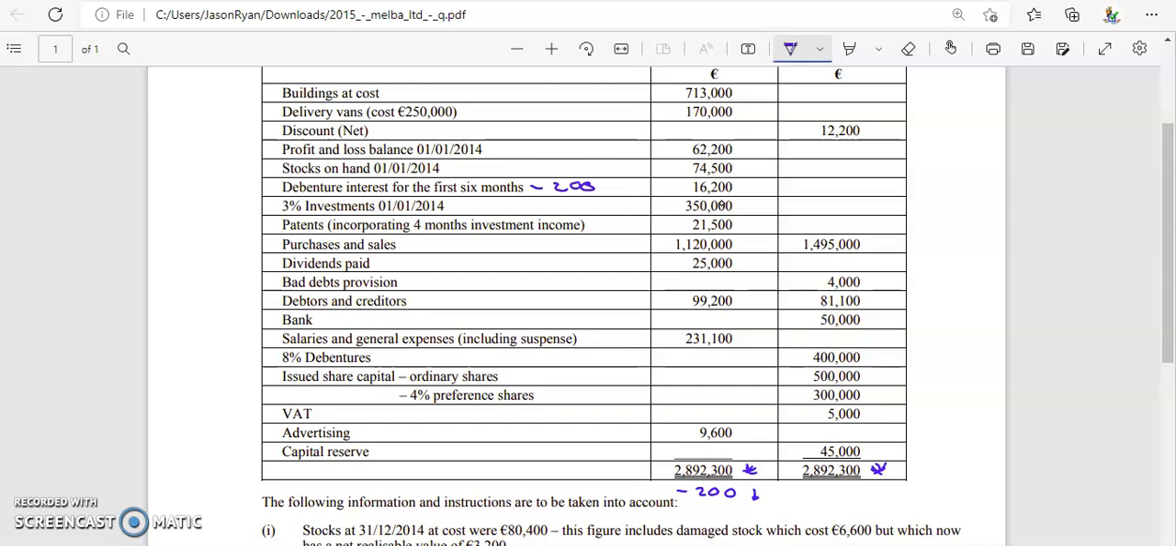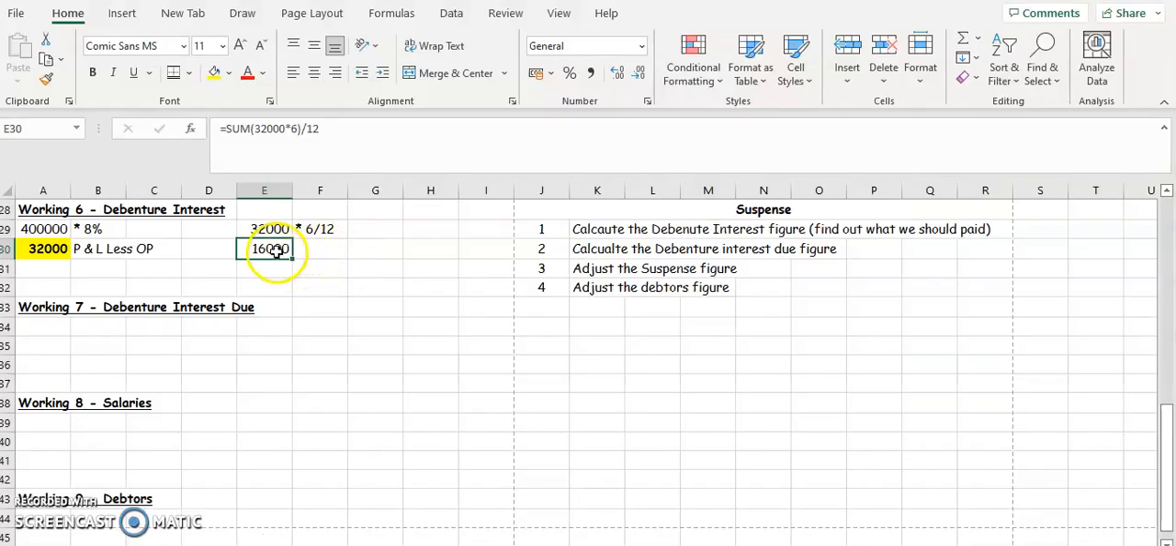So what we need to do now is go to our suspense. If the debit side is down by 200, if we add 200 to our salaries and expenses, it's going to make them balance off again. So that's your first one. That's looking at your debenture interest. So we should have paid 16,000.